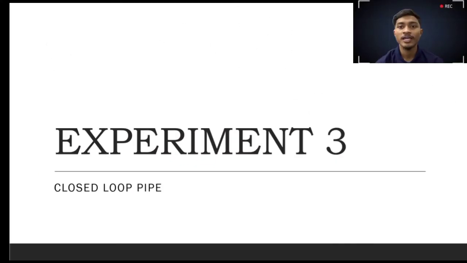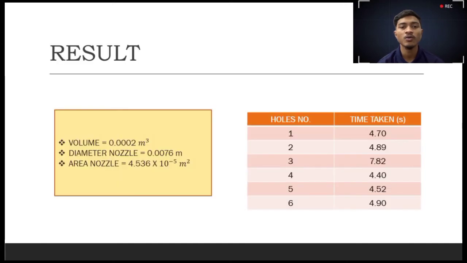For experiment 3, we do closed loop pipe. The data for experiment 3, our volume is 0.0002 meter cubic, and diameter of nozzle or hole is 0.0076 meter, and the area is 4.536 times 10 power of -5 meter square.